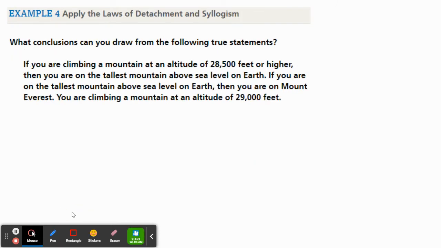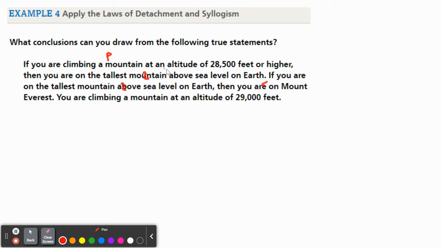Okay, last but not least, here's our colossal problem. Apply the laws of detachment and syllogism. What conclusions can you draw from the following statements? If you are climbing a mountain at an altitude of 28,500 feet or higher, then you are on the tallest mountain above sea level on Earth. That's a conditional, if-then. If you're on the tallest mountain above sea level on Earth, then you are on Mount Everest. That's another conditional. You are climbing a mountain at an altitude of 29,000 feet. That is just the statement. So I see a perfect law of syllogism to start this. I see if P, then Q. Then I see if Q, then R.